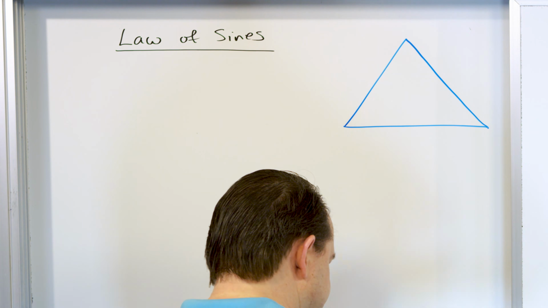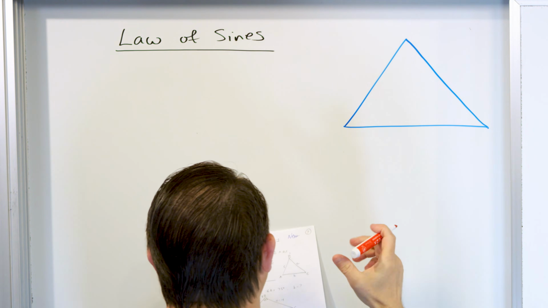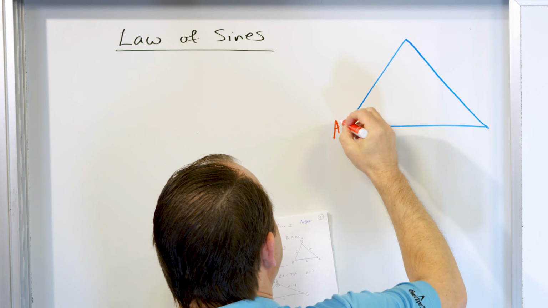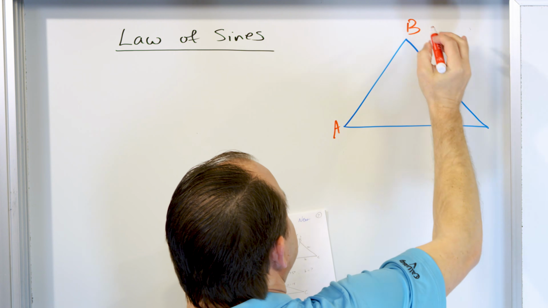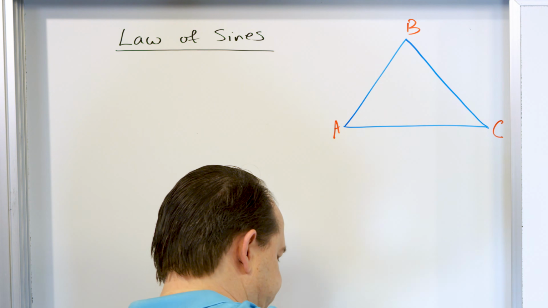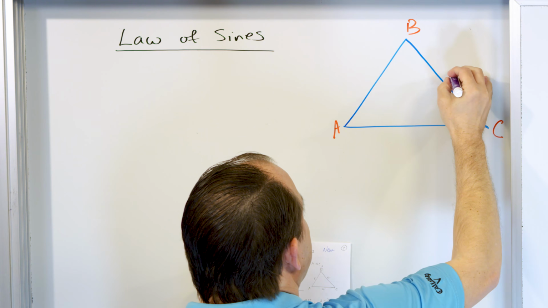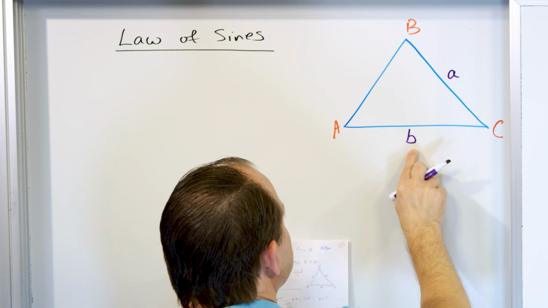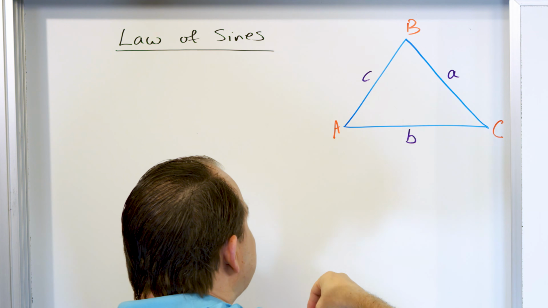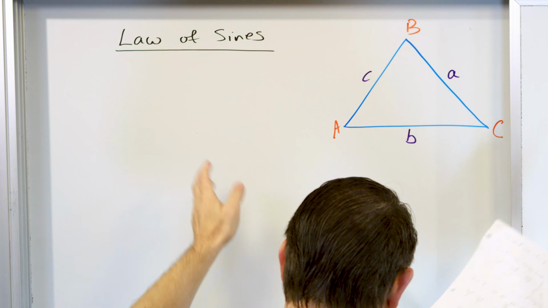So here we can label these. This can be angle A, and this can be angle B, and this over here can be angle C. And opposite those angles, here we have side A, lowercase a, side B, lowercase b, and side C, lowercase c. Again, this is not an equilateral triangle. This is any size triangle.